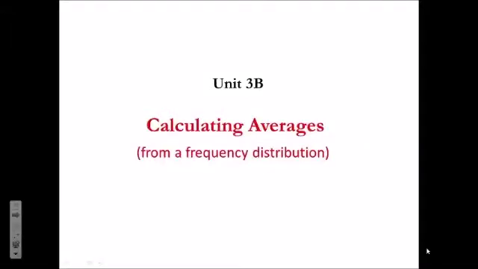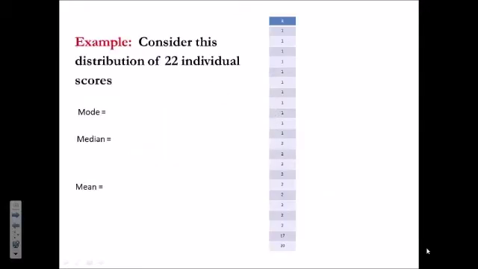Unit 3B, calculating averages from a frequency distribution. Here's an example of 22 individual scores. To calculate the mode, we look for the most repeated score, the score with the highest frequency. Well, it's pretty clear that 1 is repeated the most, so 1 is the mode of this distribution.